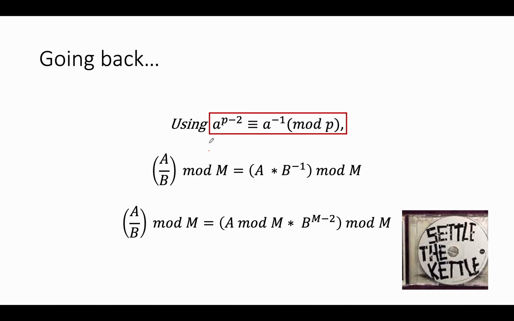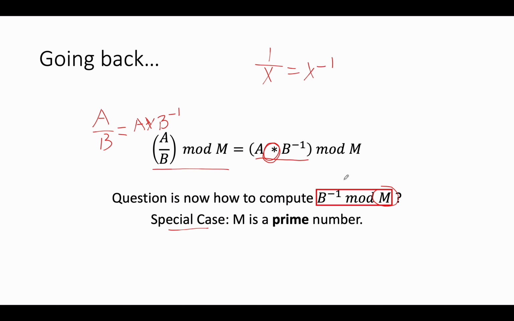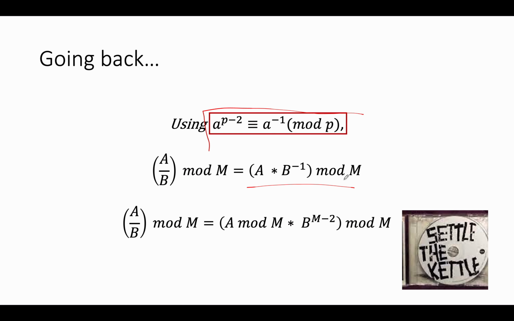So using this result that we have obtained from the previous slide, a over b mod m is equal to this, right? This is what we have obtained from the previous slide. And what we can do is substitute a to the power of p minus 2 into here. In this case, a will be b, and p minus 2 will simply be m minus 2. And ta-da! We are done with calculating a over b mod m.